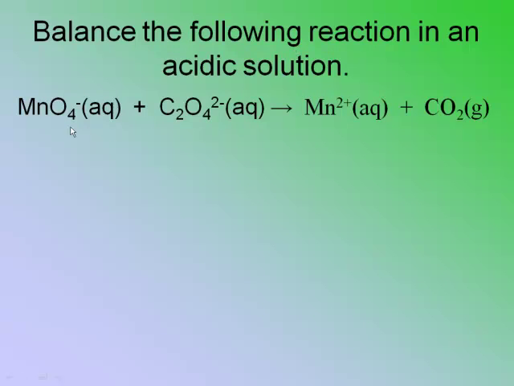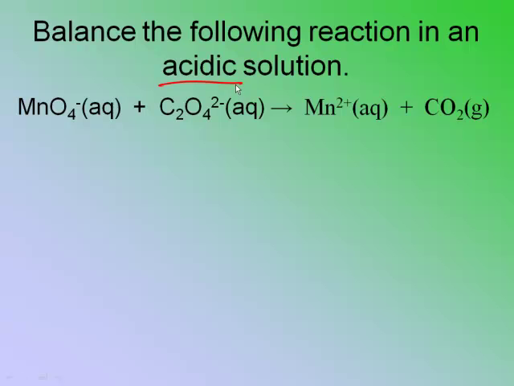So I've got MnO4 minus plus C2O4 2 minus yields Mn2 plus and carbon dioxide. Now it's in an acidic solution. It will tell you that it's in an acidic solution, so make sure you keep an eye out for that stuff.